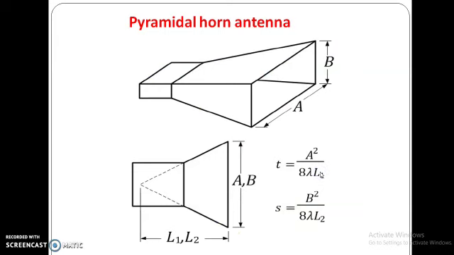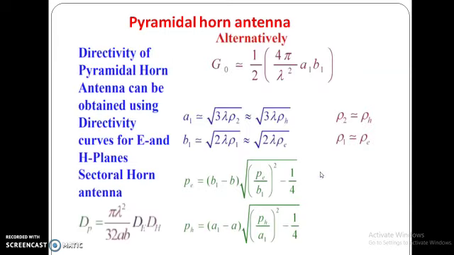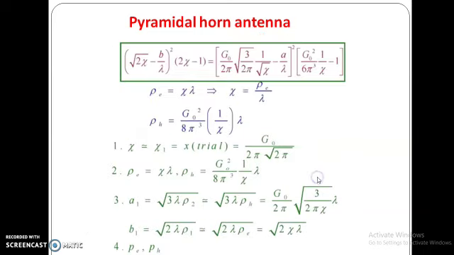These are the pyramidal horn antenna. These are the further solution of this. These are two equations that come from the E sectoral and H sectoral horn antenna, and this is rho 2 equal to PH, rho 1 equal to PE. Rho we can call as the LE, and this is LE, and this is LH.